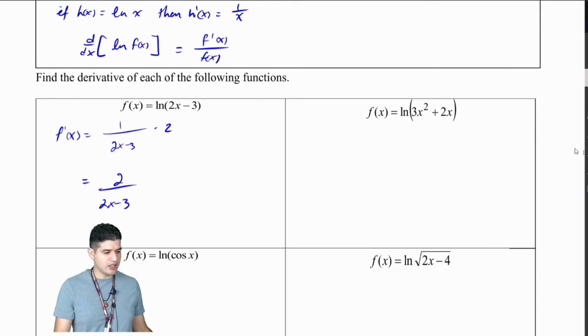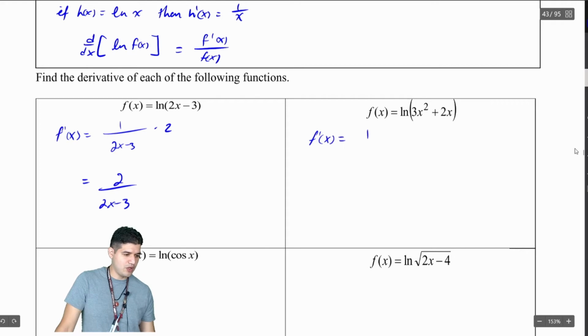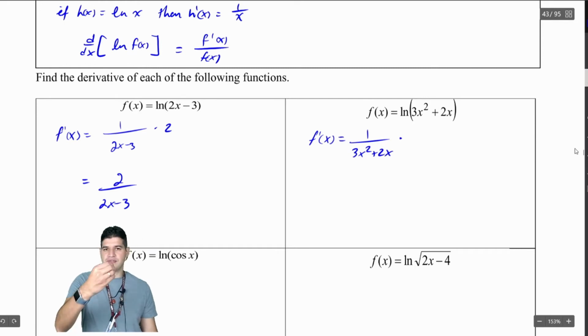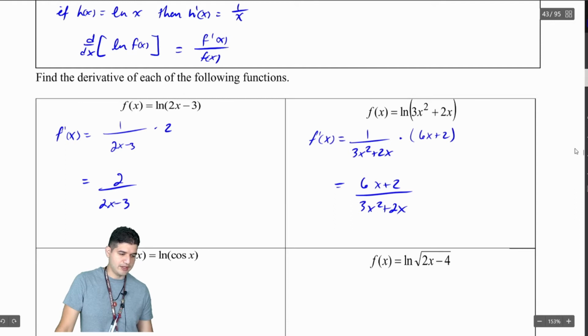Now over here in our next example, I'm going to do the exact same thing. That derivative of f is going to be 1 over everything inside, 3x squared plus 2x. And then I'm going to multiply by the derivative of what's inside, so it's going to be times 6x plus 2. If I simplify that, that's just 6x plus 2 over 3x squared plus 2x.